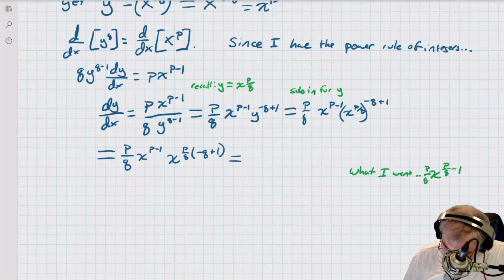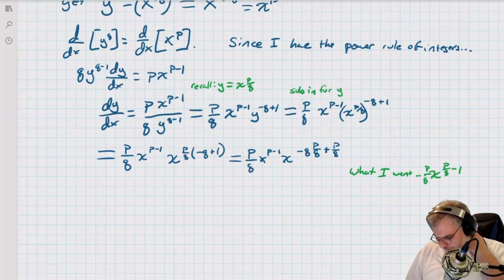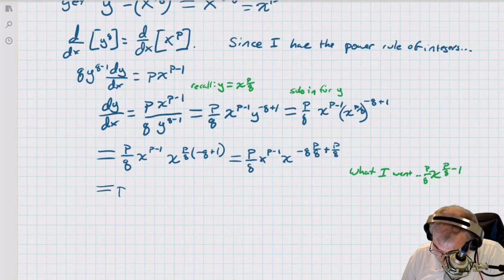And this time, I am remembering to distribute properly. So this will become negative q times p over q plus p over q. Okay, and now what's going to happen is the q's are going to cancel. So now what I wind up with here is p over q.